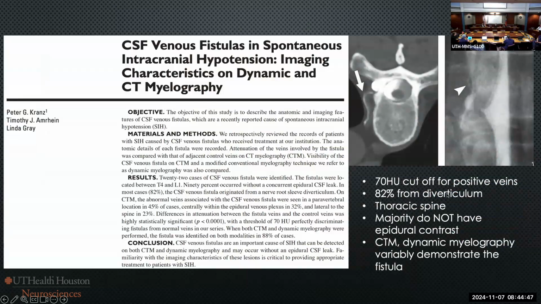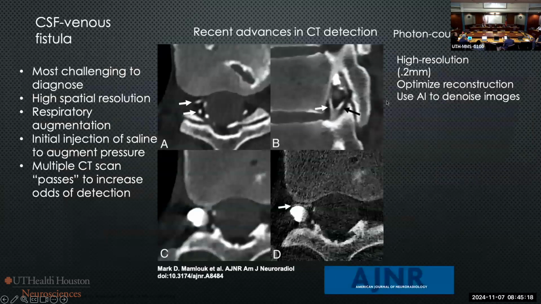82% of these will come from a diverticulum. Lower thoracic spine is the most likely location. The majority of these will not have epidural contrast, SLEC negative. And CTM or dynamic myelography is which one will show. In this particular study, sometimes it was shown on CTM, not on DSM. So it's a variable situation of why we are not showing that. It's difficult. One of the recent advances, which is kind of cool to talk about, is a new CT scanner called photon counting CT. You might have heard about these for vascular type work.